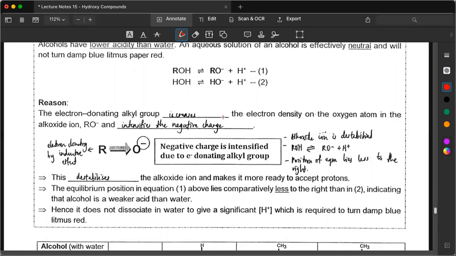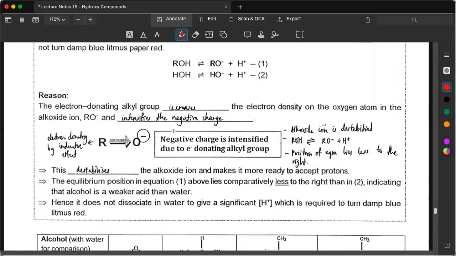indicating that alcohol is a weaker acid than water. Equation 2 shows the dissociation of water. The alcohol does not dissociate in water to give a significantly high concentration of H plus ion. So it's not enough to turn the litmus paper from blue to red. Not enough, because the alkoxide ion will quickly gain a proton and you have very little of it formed.